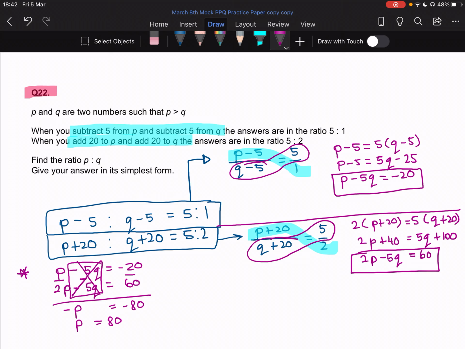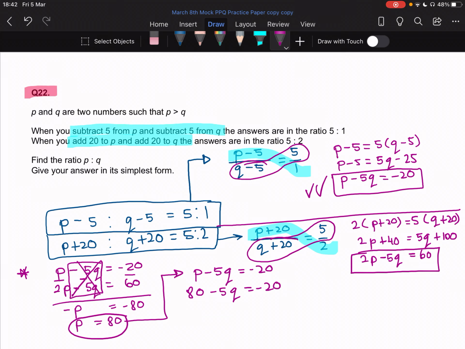Now that I've got the value of P, I can choose either of the equations to substitute. I think I'm going to choose the first one here, this P minus 5Q. So I take my P equals 80 and substitute in: minus 5Q equals minus 20. Now P is equal to 80, take away 5Q is minus 20. Let's take away 80 from both sides and we get 5Q equals minus 20 minus 80, which is minus 100. Sorry, we have to divide by minus 5. So minus 100 divided by minus 5 is positive 20. So I've got my value of Q as well.